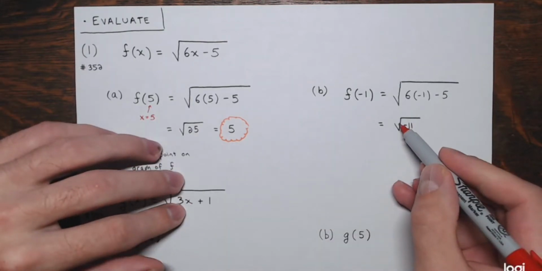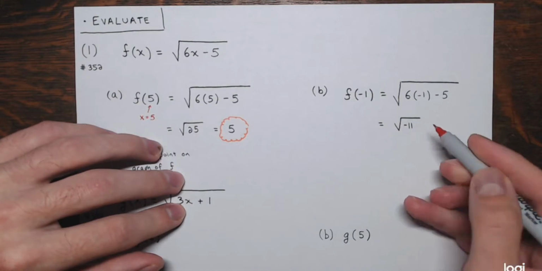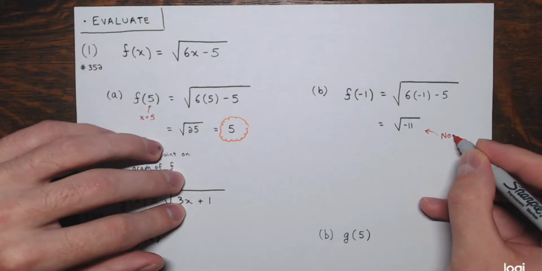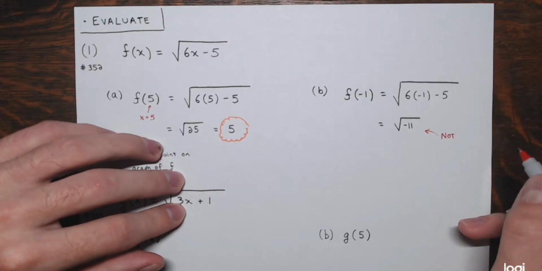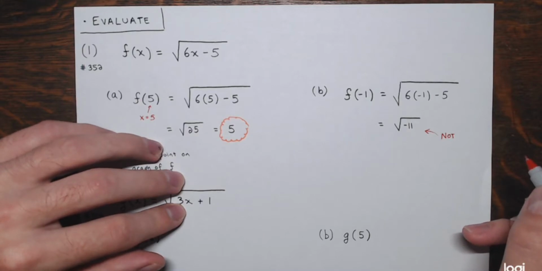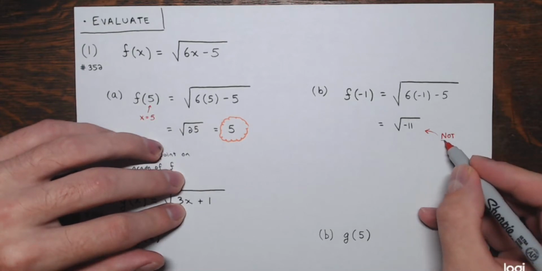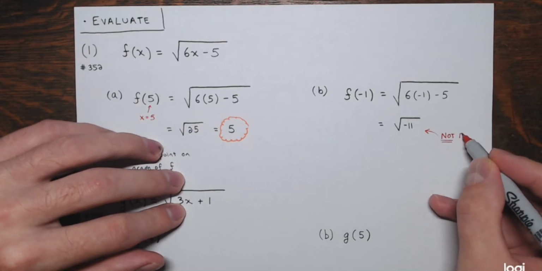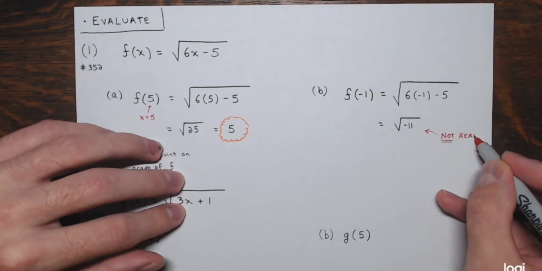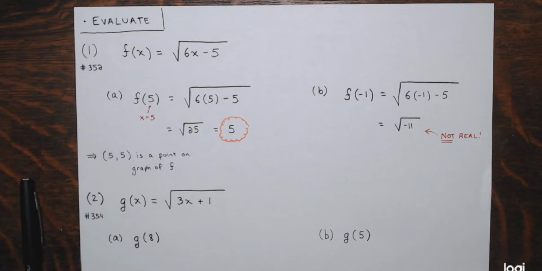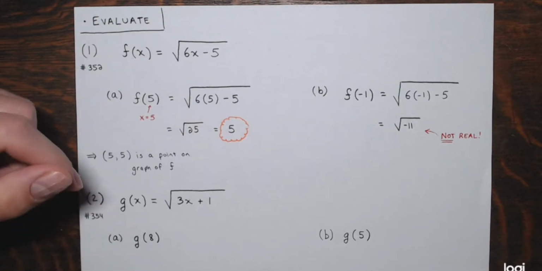Remember, even roots of negative numbers are not real numbers. Right? They're imaginary numbers, and we'll get into imaginary numbers in a later video, in a later section of this OpenStax Intermediate Algebra textbook. But for right now, all we're going to say is this is not a real number. Right? The square root of -11. There's no real number that you can square and get -11 back.